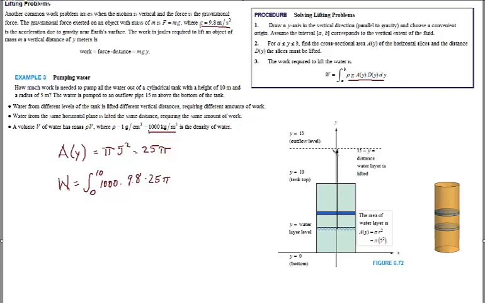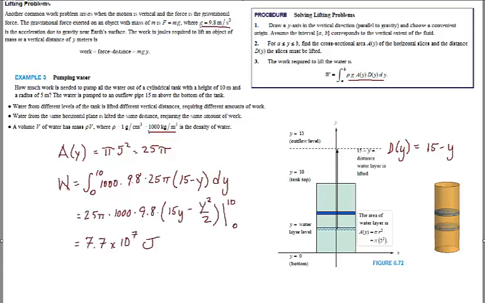So this distance formula, d of y, is going to be 15 minus y. So I'm going to write 15 minus y for that distance that they must each be lifted. So notice that the disk here on the bottom at y equals 0 has to be lifted 15. The disk here, say at 2, has to be lifted 15 minus 2, 13, and so forth. And now this is just an integral computation. The hardest part of this is just setting it up. Once you get finished computing that, you'll get 7.7 times 10 to the 7th joules.